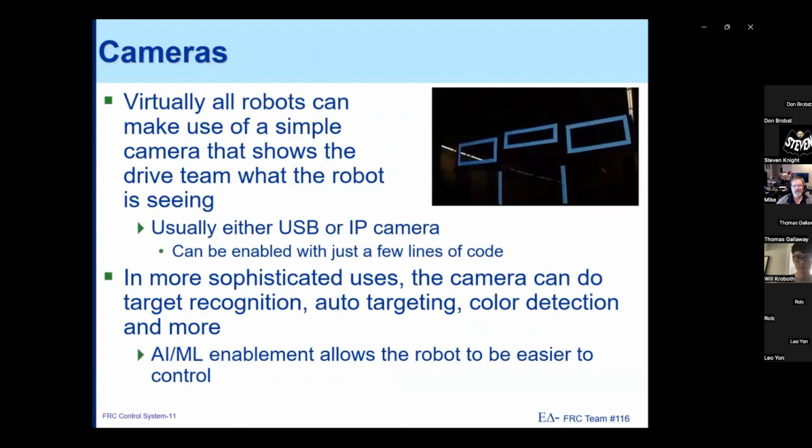One of the more common sensors is a simple camera. These cameras can either be a USB or an IP camera, and they can typically be enabled in the robot with just a couple of lines of code. Virtually all robots can take advantage of the camera, even if it's just to show the drive team what the robot is actually seeing. However, in much more sophisticated uses, the camera can actually do target recognition, can do auto targeting, can do color detection, and a whole lot more.